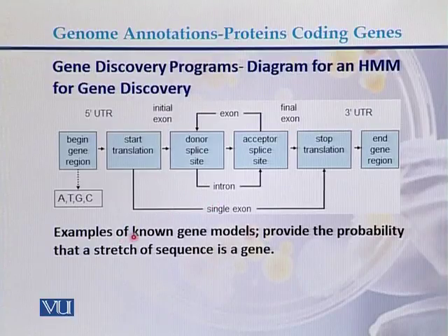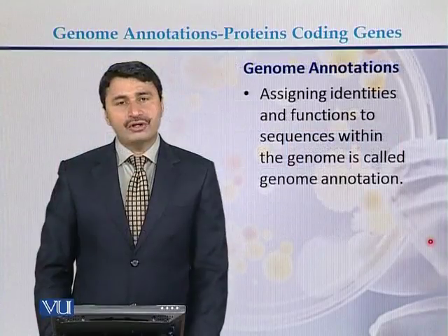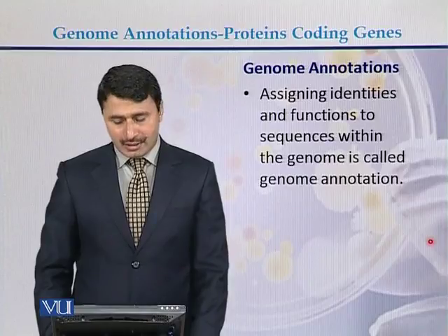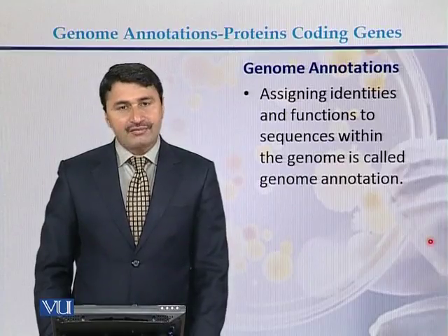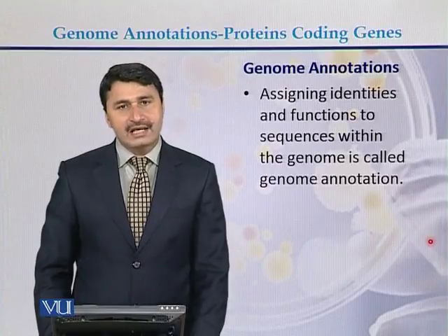This is an example of a known gene model that provides the probability that a stretch of sequence is a gene. If within a sequence of our DNA there is a 5' UTR sequence, then exons and introns, and at the end a 3' UTR region, then with the help of this program we can identify that the stretch of nucleotides seems to be a gene. So to conclude, genome annotation is assigning identities and function to sequences present within the genomes.